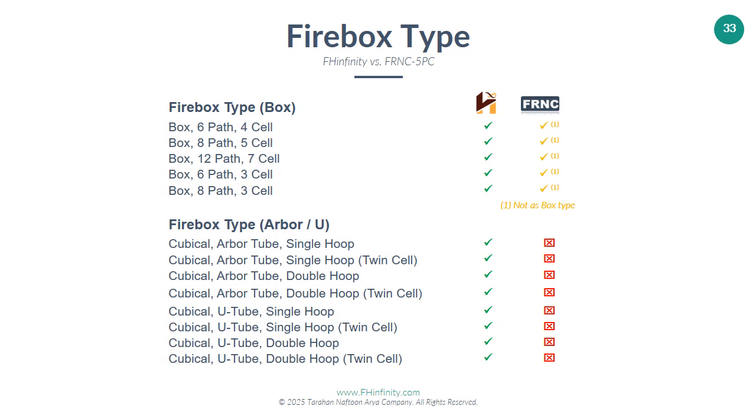But here is where the difference becomes stark. Box fireboxes and arbor or U-tube designs. FRNC 5PC has very limited or no native support for these complex geometries. It often forces you to approximate them as cubical, which reduces accuracy. FHinfinity supports them natively. Whether it's a multi-cell box heater or a complex arbor coil, we model it exactly as it is.